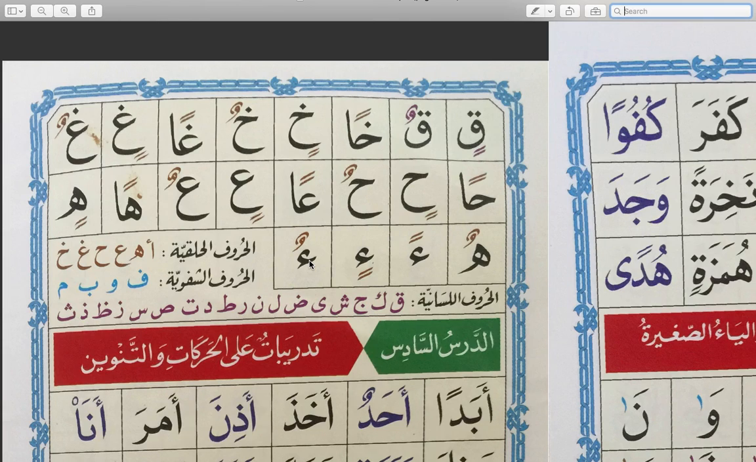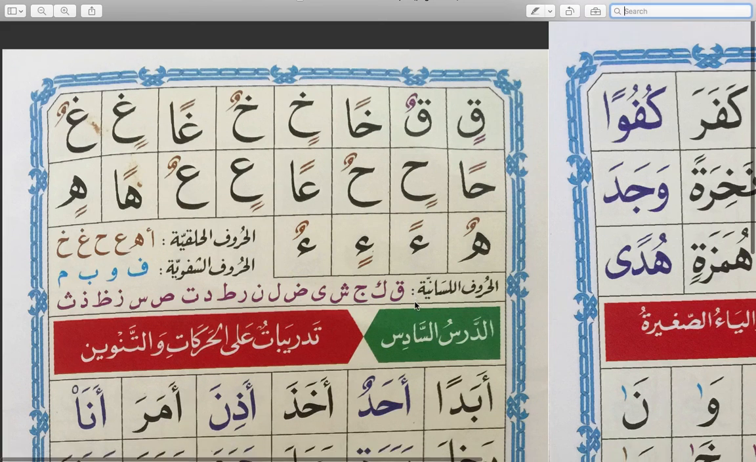Okay, and again in the last six letters of this lesson we did the huruf halaqi. Hamza ha, ain ha, ghain kha. These are the six huruf al-halaqi and they're written down here as well. And at the beginning of this lesson we learned the huruf al-safawiyah, which were the fa, wa, ba, mim. And the rest of them are huruf al-lisaniyah, which are the tongue letters.